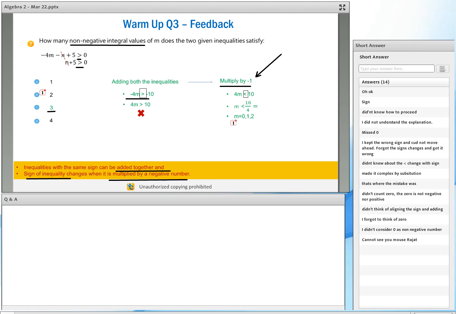And again, the thing that I want to make sure you understand is this: the math here is very simple. It's about knowing A, the concepts, and B, just thinking about it logically. Some of you did not understand what non-negative integral value meant. Others ignored 0. And again, this is where the math is not failing you. Your lack of good habits is failing you.